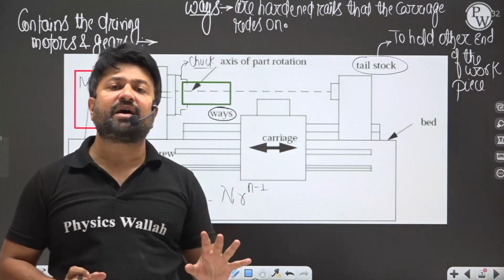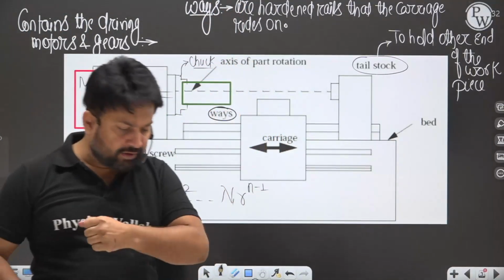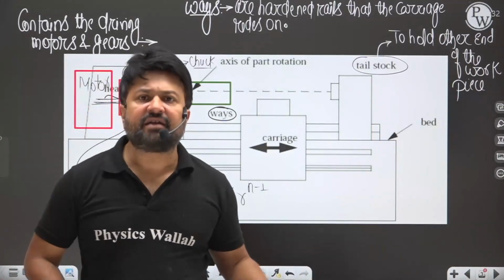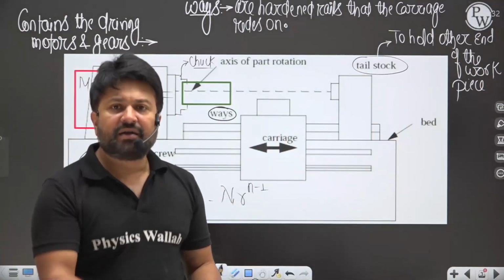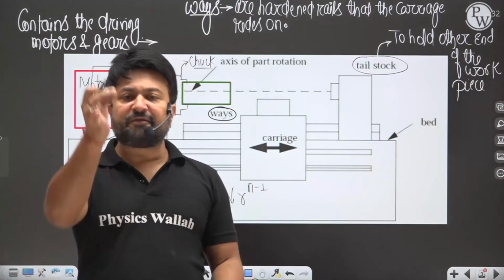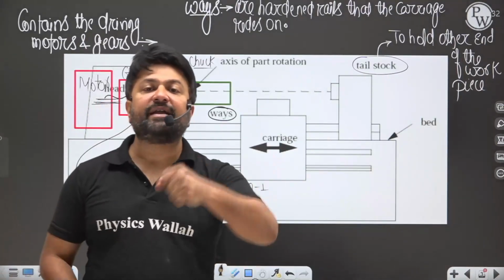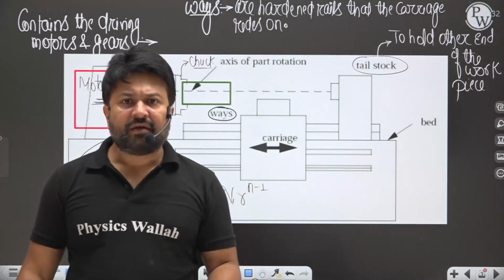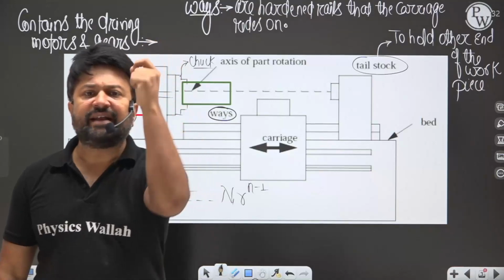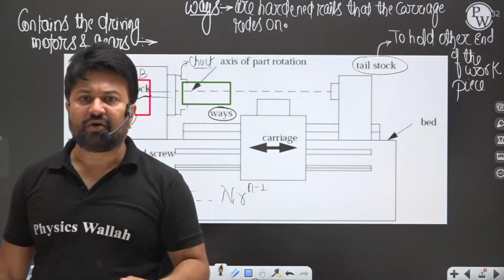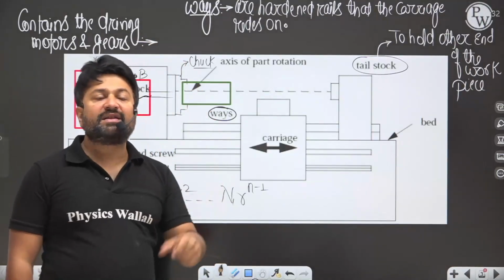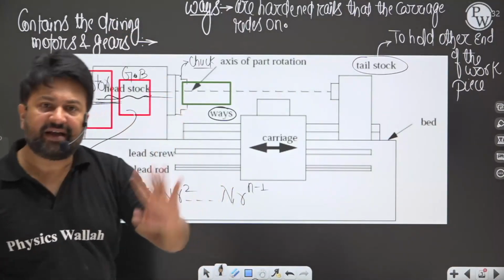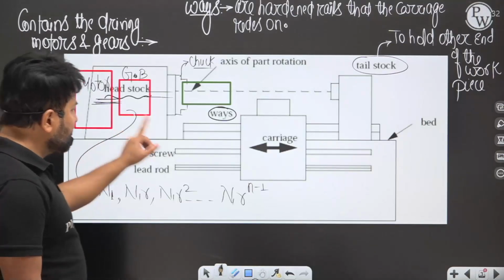Suppose that you need 6 speeds in your car. There will be a 4 gear, a 5 gear, a 6 gear. That is the number of speeds, the number of gears which you can apply, according to which you can increase your speed. So small n is the number of spindle speeds required, and capital N1 is the minimum speed.